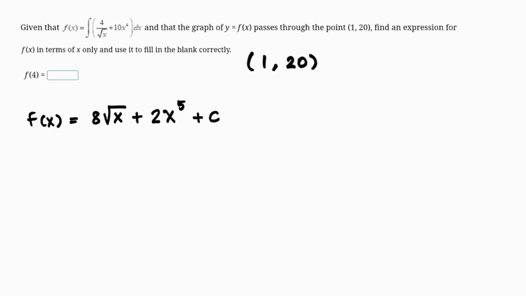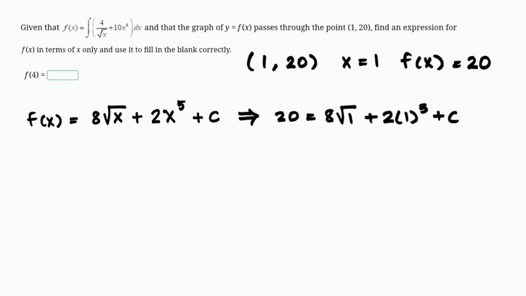Okay, the problem tells us the graph passes through the point 1 and 20. That means when x equals 1, f of x must be equal to 20. So, f of x equals 8 square root of x plus 2x to the 5th power plus c becomes 20 equals 8 times square root of 1 plus 2 times 1 to the 5th power plus c. Let's solve for c now, and we get c equals 10.